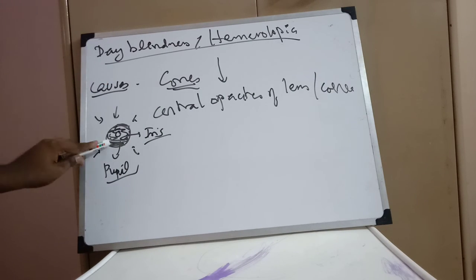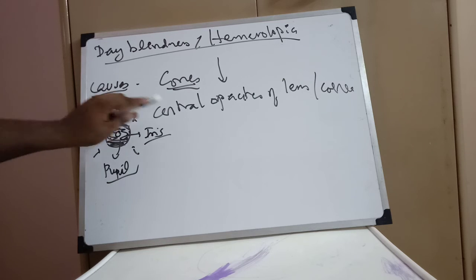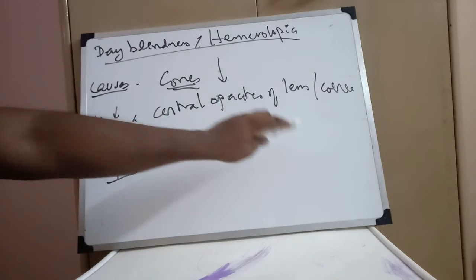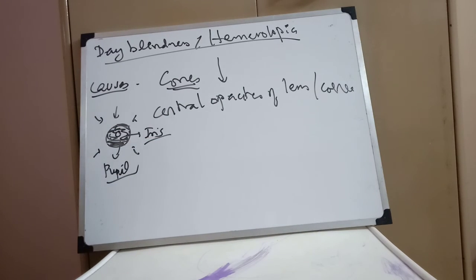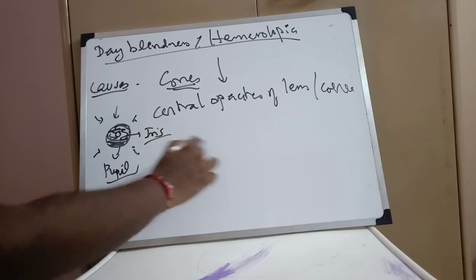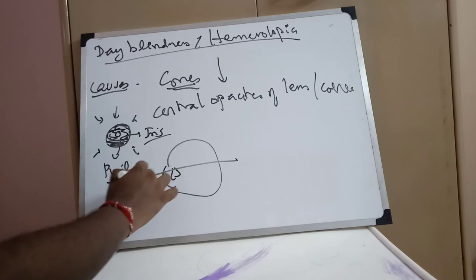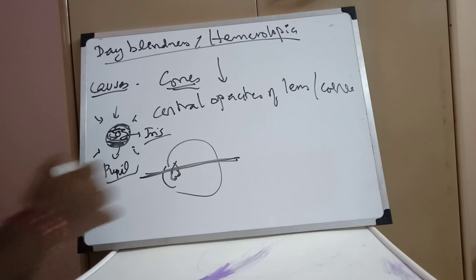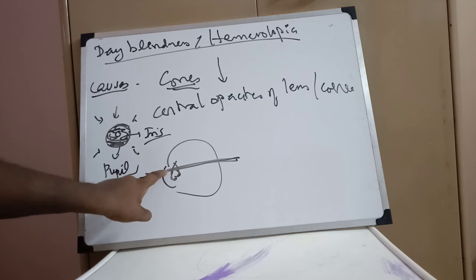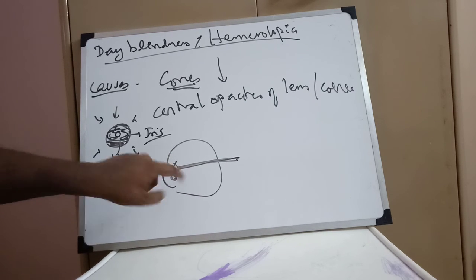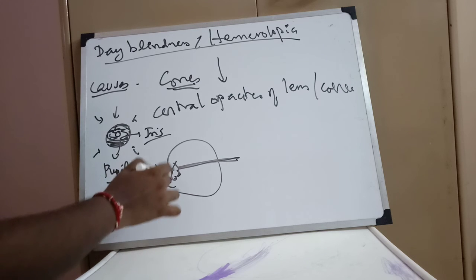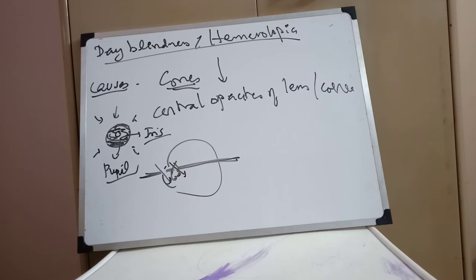During daytime, there is constriction of the pupil, because of which all the light rays are focused along the central axis of the eye. But along the central axis there is going to be a corneal opacity and also a lenticular opacity. It is going to obstruct the passage of light through the eye, causing day blindness or hemeralopia. Okay, this is a very important mechanism, central opacities of the lens and the cornea.